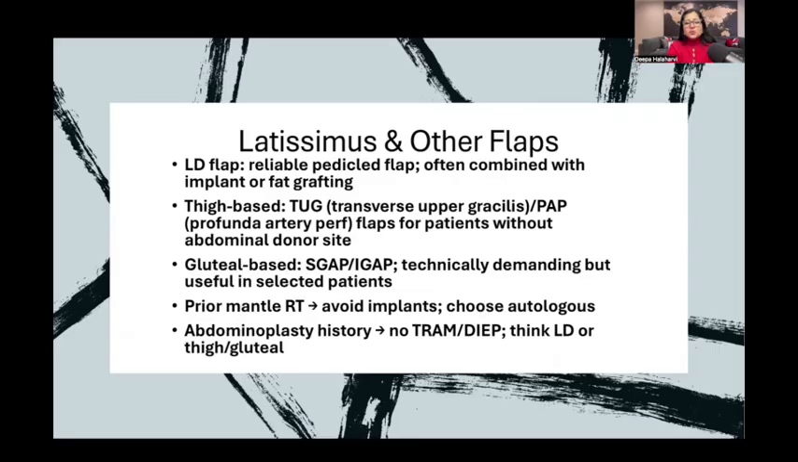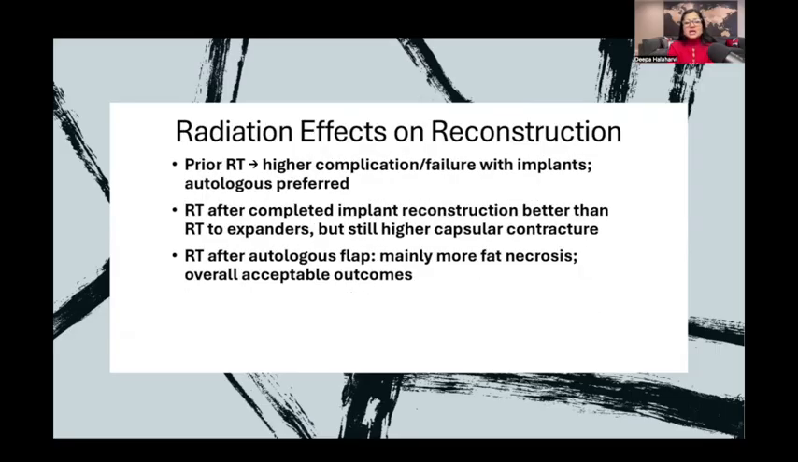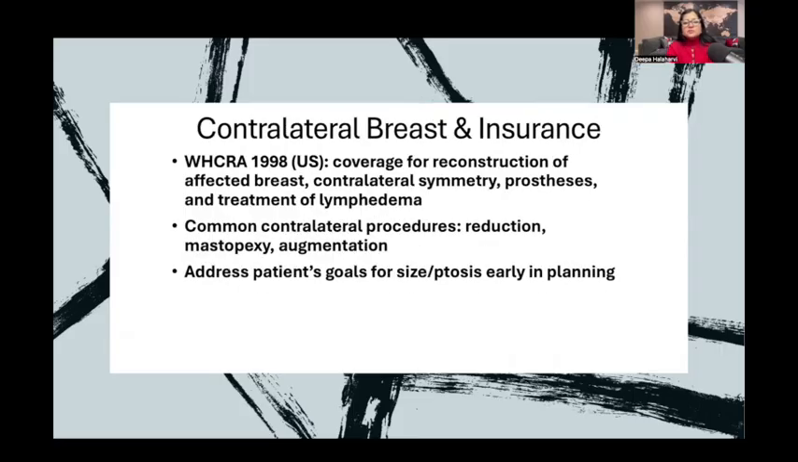We really don't see a whole lot. But if they've had abdominoplasty, they really cannot have any of these surgeries because that is violated. If they had prior radiation, they had higher complications. Radiation after completed implant reconstruction is better than radiation to expanders, but still higher capsular contracture. Radiation after autologous flap, mainly more fat necrosis, overall acceptable outcomes.